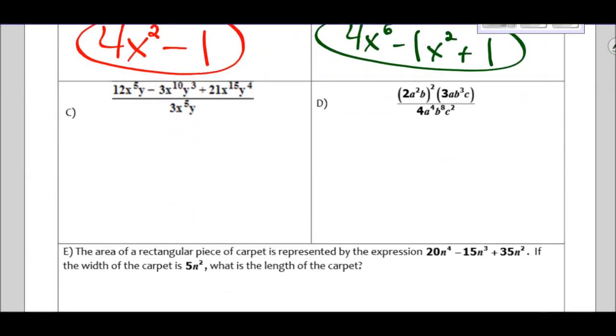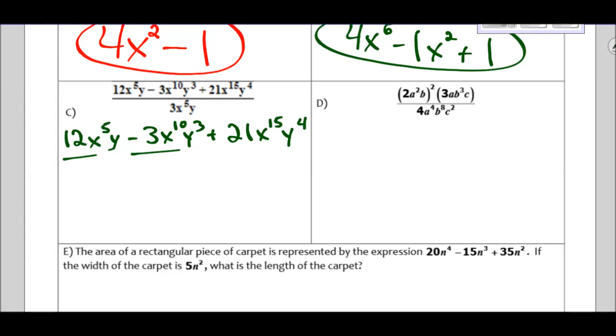On letter C, it's the same thing. There's going to be three terms. 12x to the 5th times y minus 3x to the 10th times y to the 3rd plus 21x to the 15th times y to the 4th. Each of those gets its new denominator. But that didn't really change at all. It's still that same denominator, 3x to the 5th times y. Now we follow laws of exponents on each of those to figure out the new set of monomials.